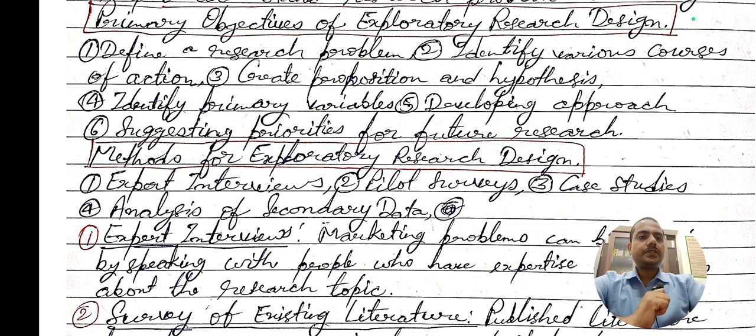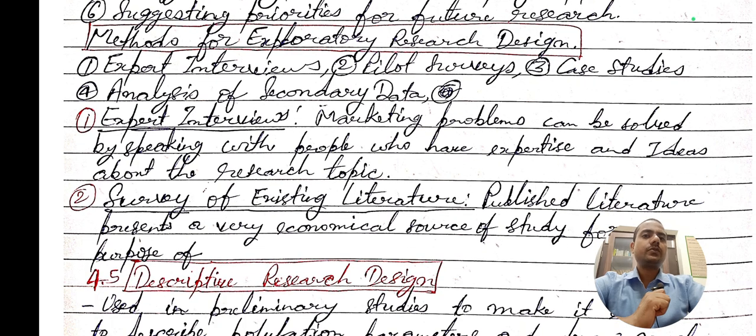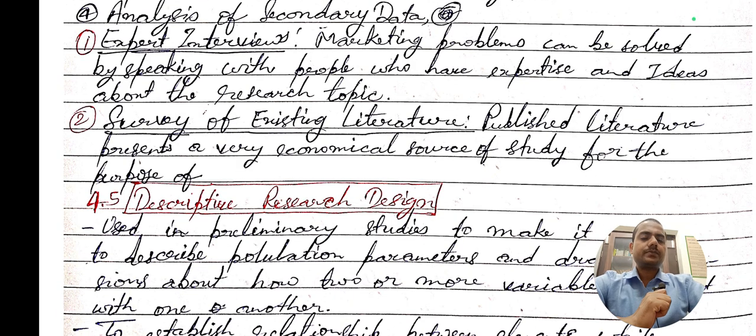Methods for exploratory research design. What different methods are there for exploratory research design? The first is expert interviews. Second, pilot surveys. Third, case studies. Fourth, analysis of secondary data. So these are four methods for exploratory research design. Expert interviews involve solving marketing problems by speaking with people who have expertise and ideas about the research topics. Second, you have a survey of existing literature, meaning published literature presents a very economical source of study for the purpose.